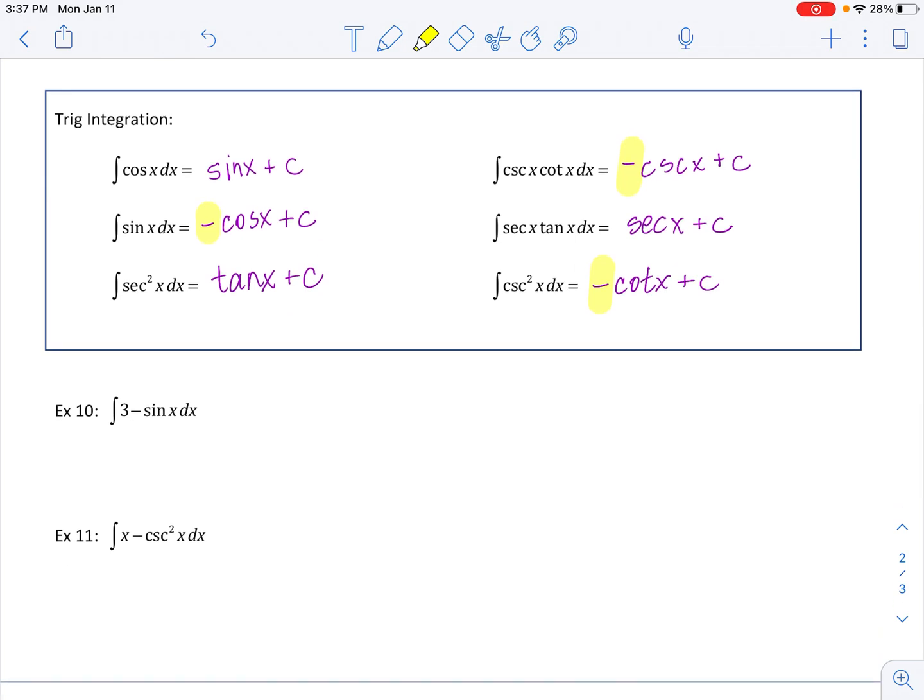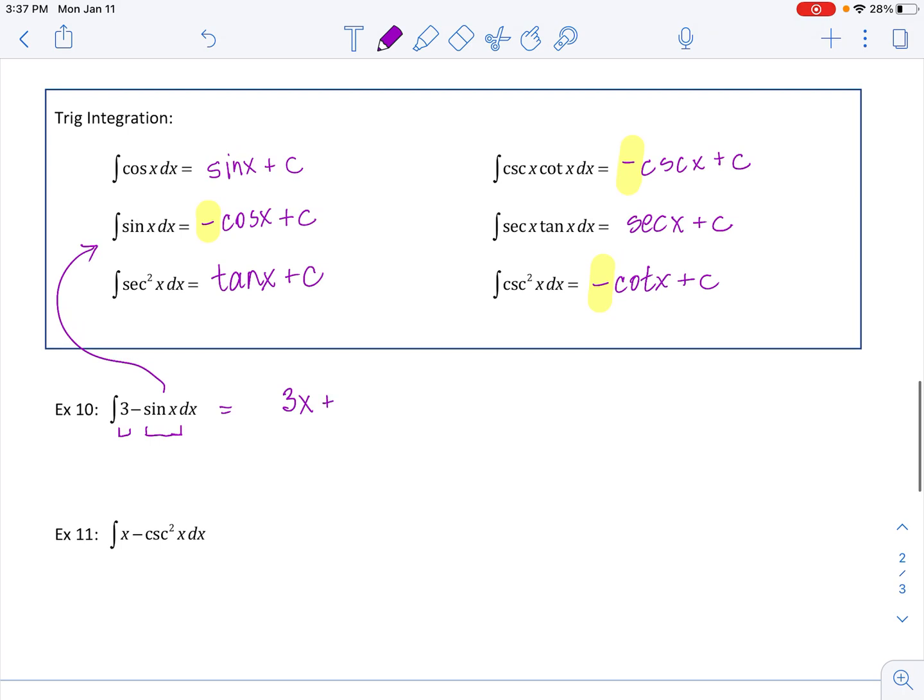So 10 and 11 take us through just a couple integrals. Again, I'm going to do this one at a time. The integral of 3 is going to be 3x. And then the next integral is minus sine x. You'll notice right up here, when I integrate sine, I change the sign. So I'm going to write plus cosine x plus c. That's my answer for number 10. See if you can do number 11 on your own.